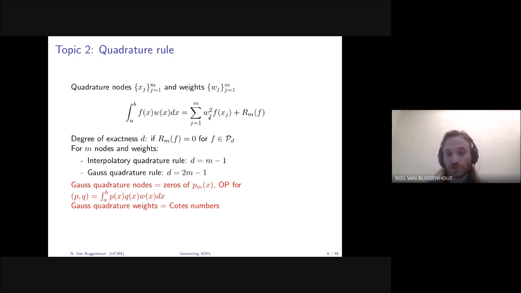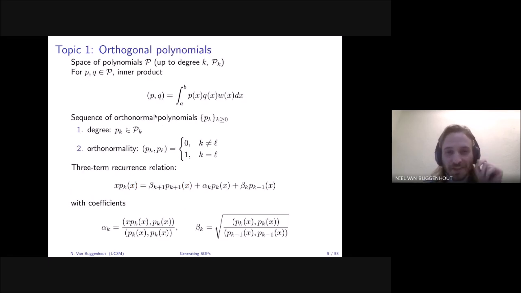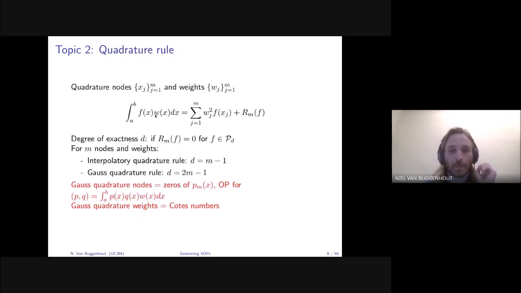I use w_j squared because, for all the things we're considering, our weight function w(x), which I should have mentioned, will be positive on the interval (a, b). Again, we assume that we have a nicely behaved quadrature rule, and so our weights will also be positive.